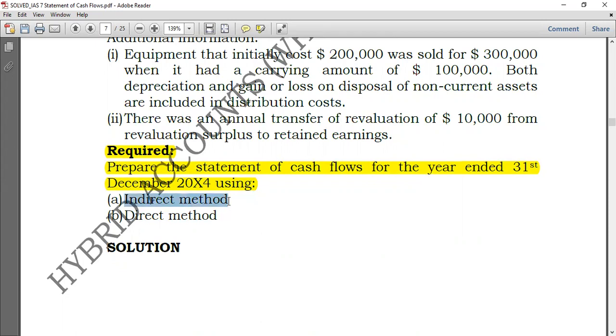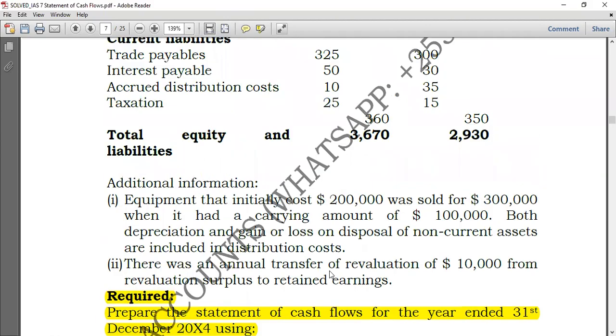Usually, the statement of cash flows would be divided into three activities. That is operating activities, investing activities, as well as financing activities, right? So the main difference between indirect method and direct method is on the operating activities. That is the main difference. Let me tell you before proceeding any further, why is that difference there?